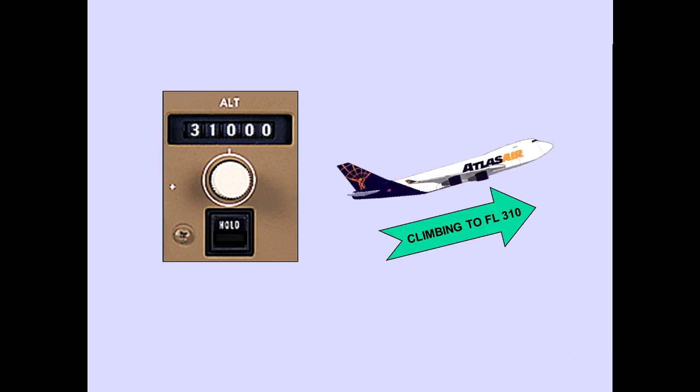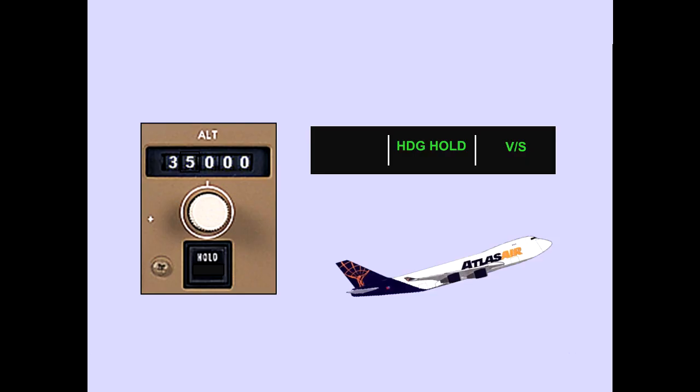Another way to select altitude mode is to set the desired altitude in the altitude window. As the airplane approaches the selected altitude, the autopilot automatically changes to the altitude mode. ALT appears in the PFD. The altitude hold light bar illuminates and the airplane begins to level off.